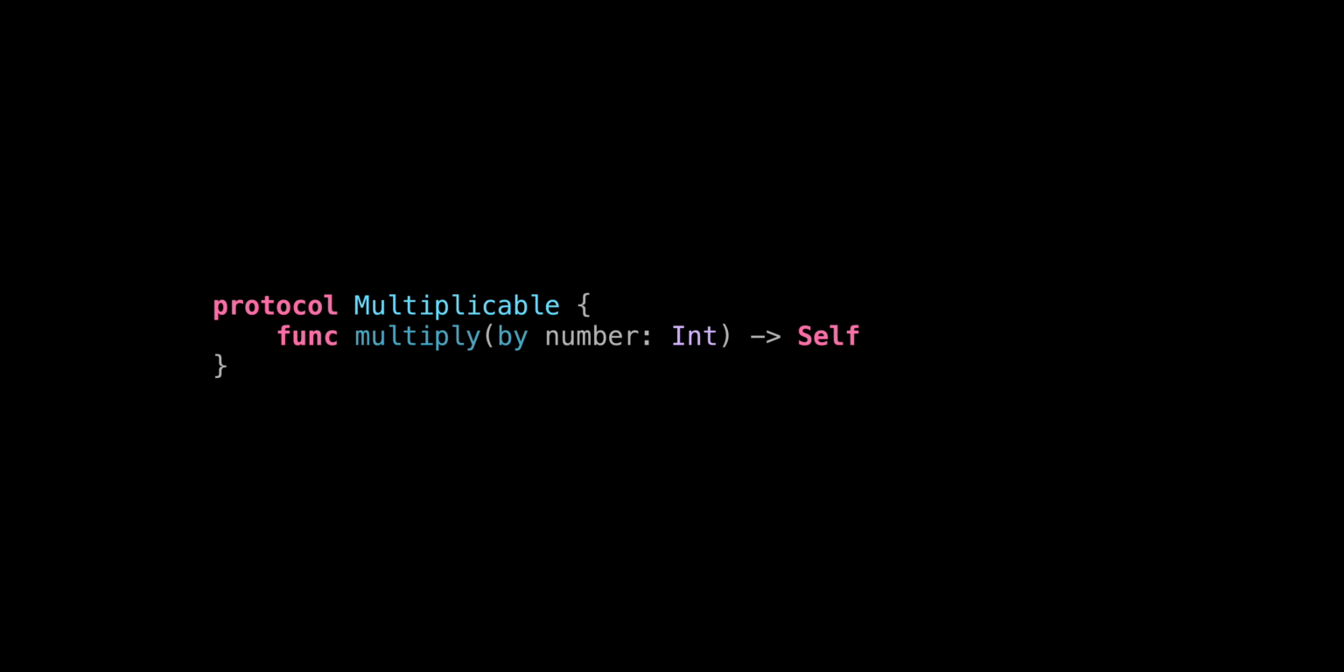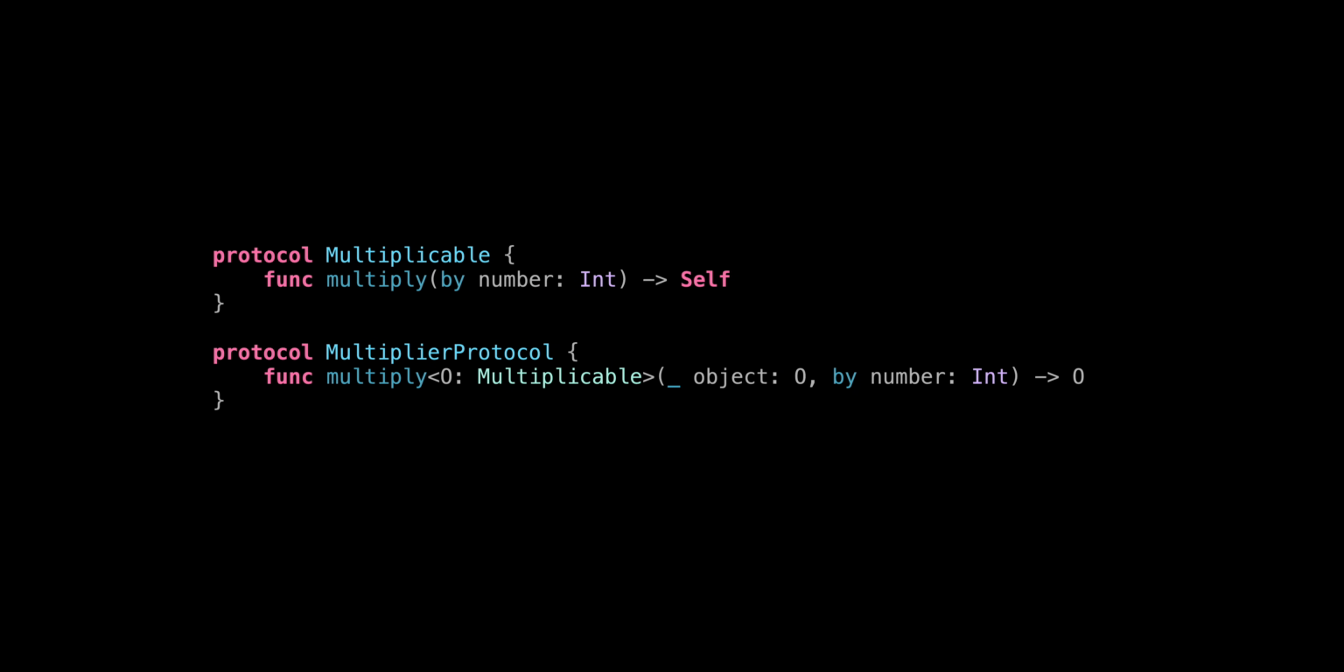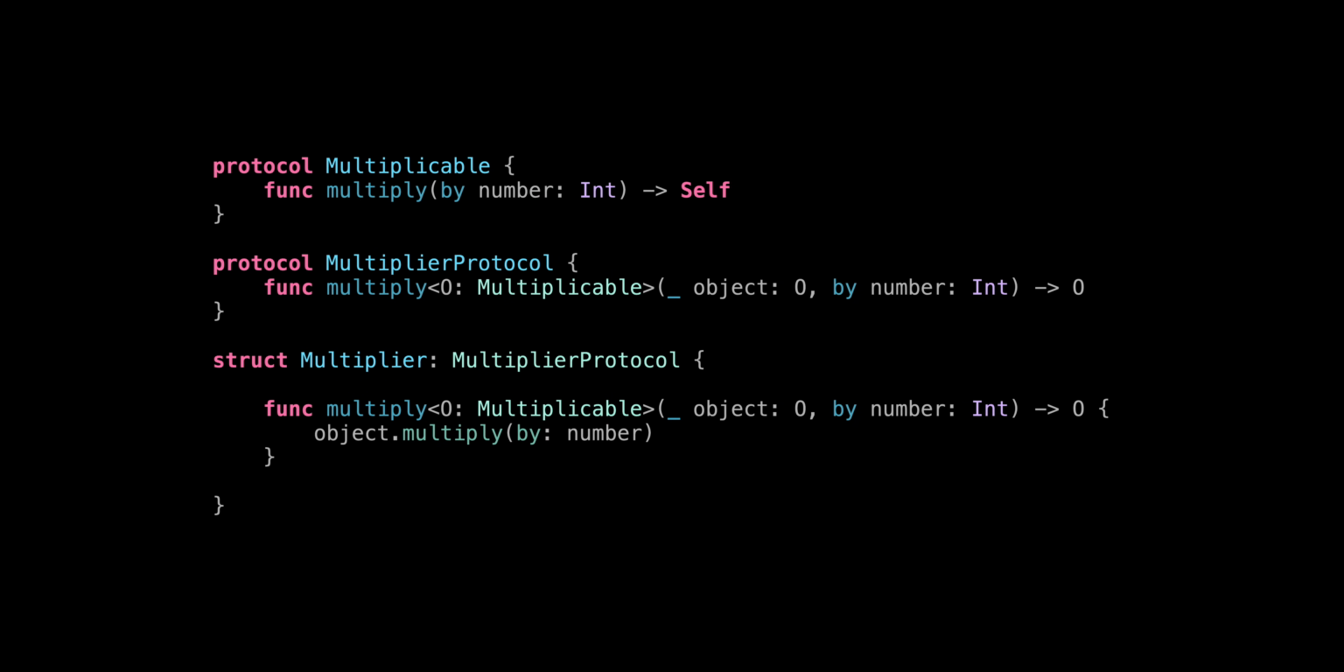How can we improve the software design in the first place so we don't have to deal with problems later? I would move the multiplication to the actual object. For that, I'll declare the multiplicable protocol. This protocol is gonna have the self requirement. As for the multiplier, I'll declare it as a protocol with a generic method. But the generic parameter will have a constraint. Specifically, only types which conform to multiplicable can be passed to this method. Implementing this method takes a single line of code. Essentially, it delegates the multiplication to the object itself.